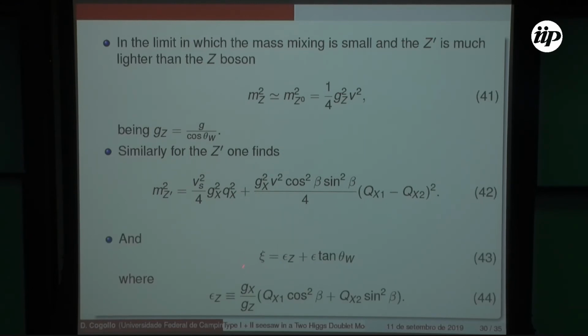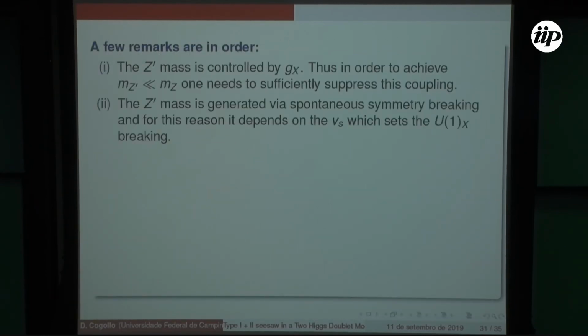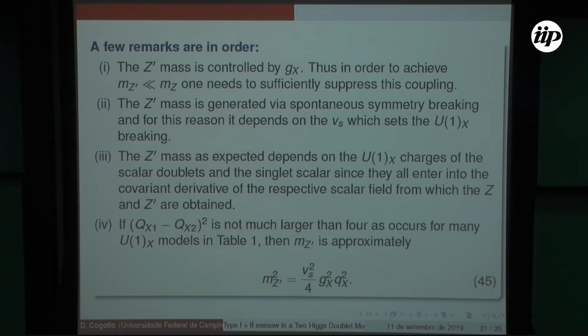This is the way we parameterize the angle; this parameter is related to the mass mixing. This parameter is related to the kinetic mixing, and is given by this expression here. A few remarks in order on the Z prime. The Z prime mass is controlled by the g_X coupling. Thus, in order to achieve a light Z prime, one needs to tune this value to have a low value for g_X.